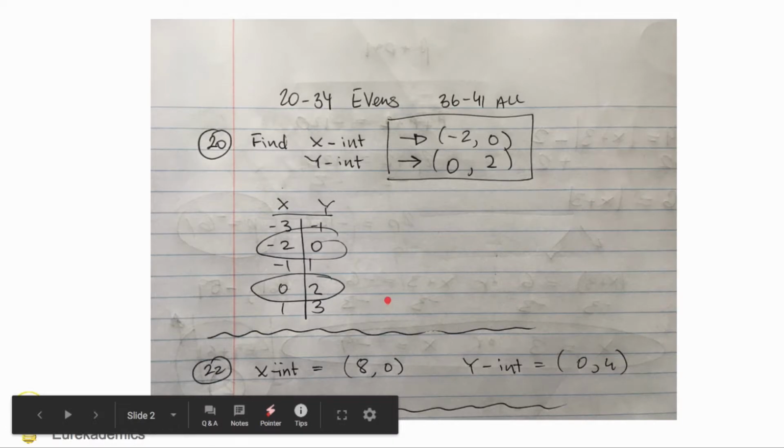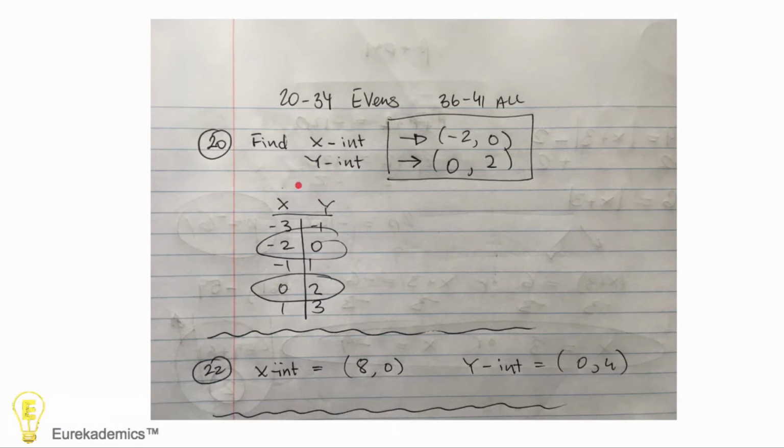Number 20 wanted you to find the x and y intercepts. You do that by looking at the data table. So when y was 0, x is negative 2. That's what the x-intercept means. When y is 0, it hits the x-axis at negative 2. And then the y-intercept was (0, 2).